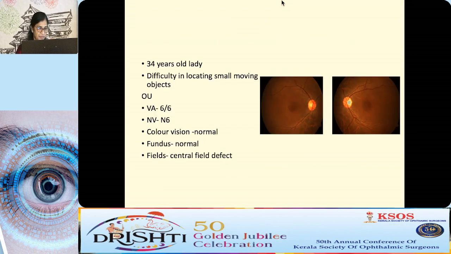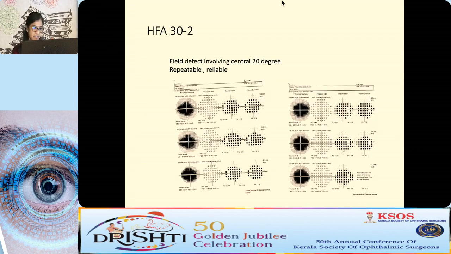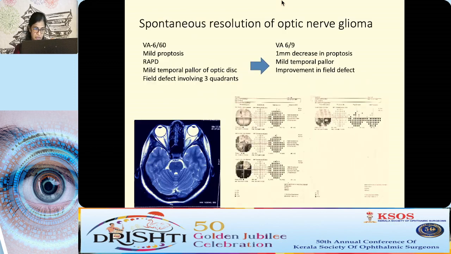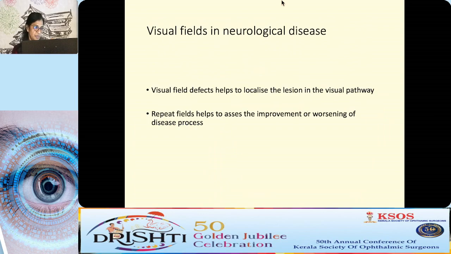Here I'm showing a patient who presented with visual disturbance, and her 30-2 field shows central scotoma and 10-2 showed sparing of the central 5 degrees, indicating bilateral ischemia of the posterior cerebral artery. And this is again a patient who showed spontaneous resolution of optic nerve glioma, and there is improvement in the visual field defect too. Thank you.